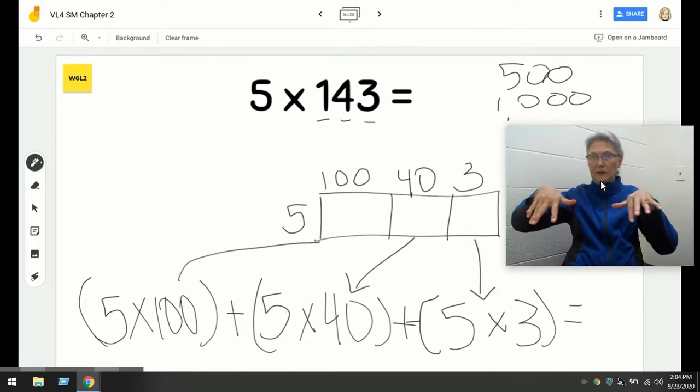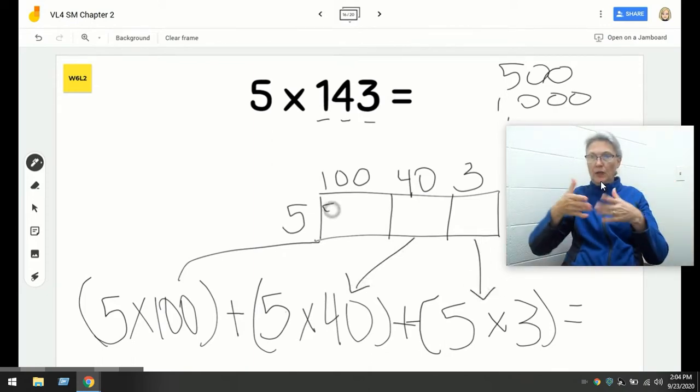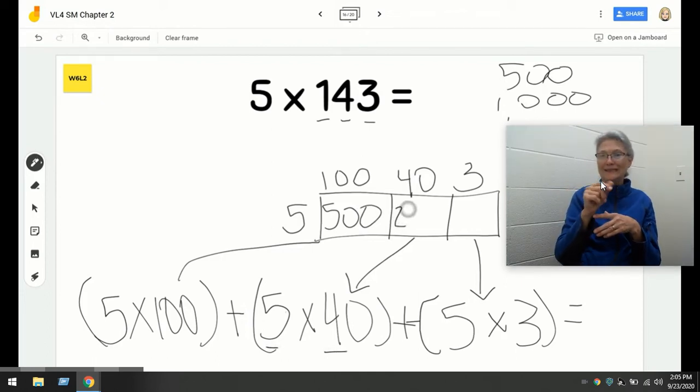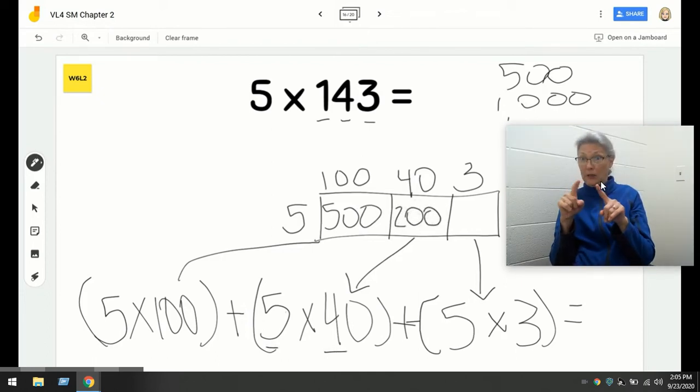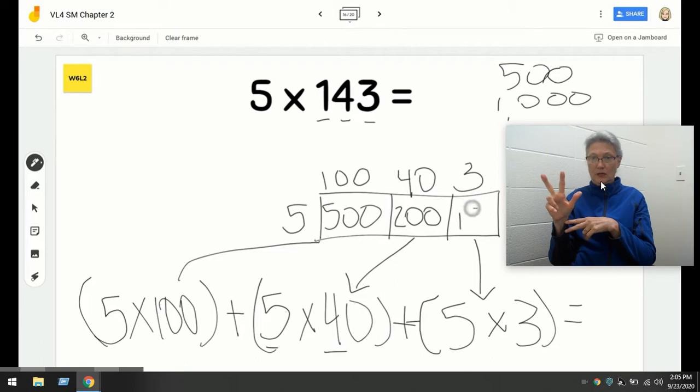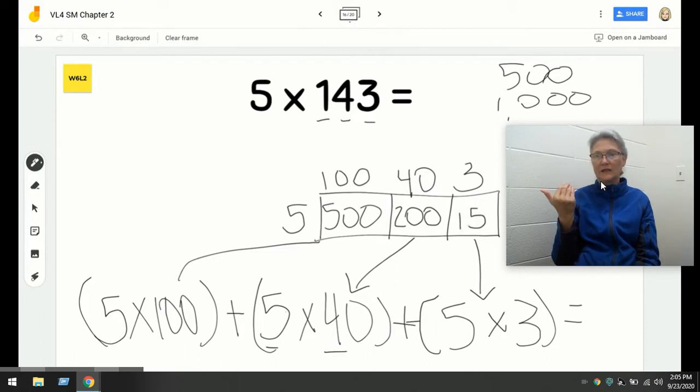So now 5 times 100, well, that's 500. And then 5 times 4 tens, well, that's 20 tens. But you guys, we need to add our 0 because we did represent 4 tens. And then 5 times 3 is 15. So essentially, we've got 3 partial products that we now need to add up.